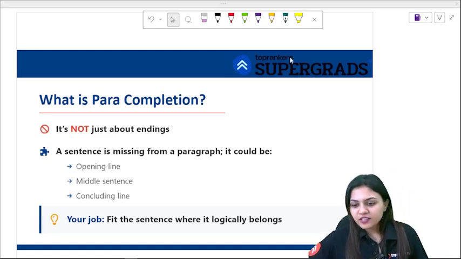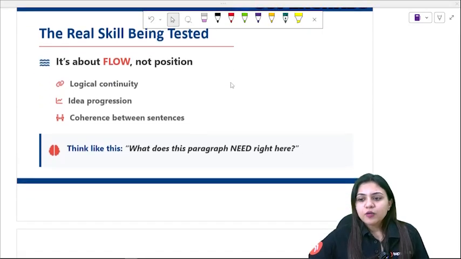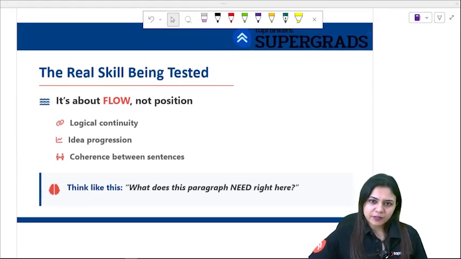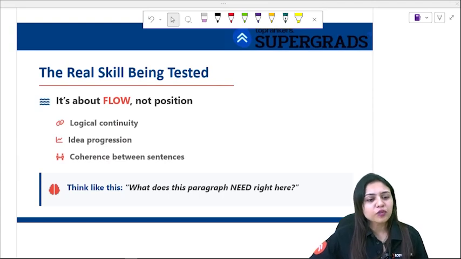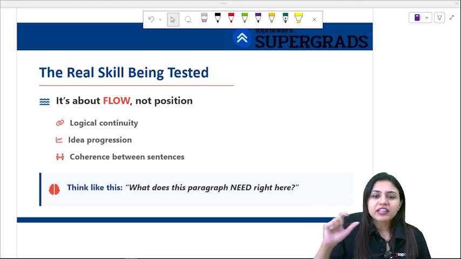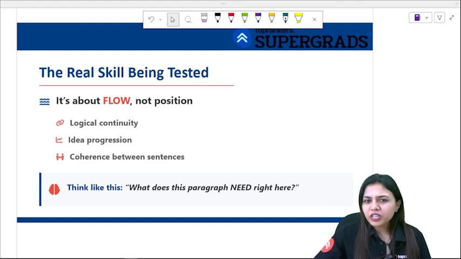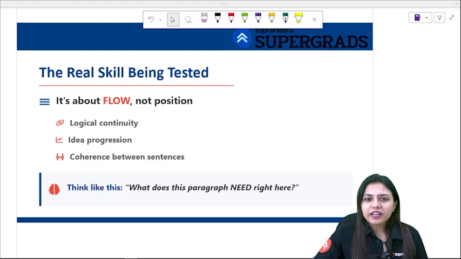Okay, so let's move to the next slide. What is the real skill being tested here? The real skill being tested is basically whether you identify the flow of the passage or not. Because most people keep on fussing around the positioning. That means wherever the blank is placed, they get really finicky about finding something that can fit the blank. But you need to understand what the author is trying to convey. If you have identified the flow, the sentence would come naturally.